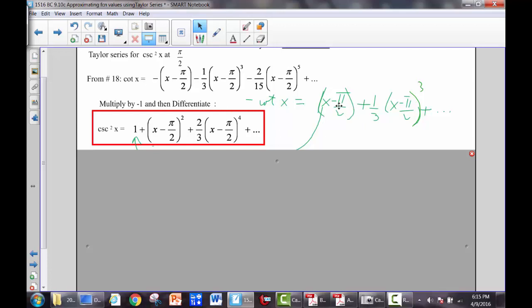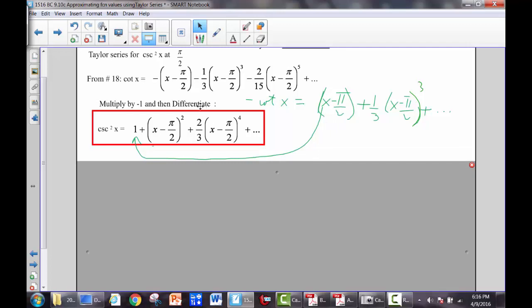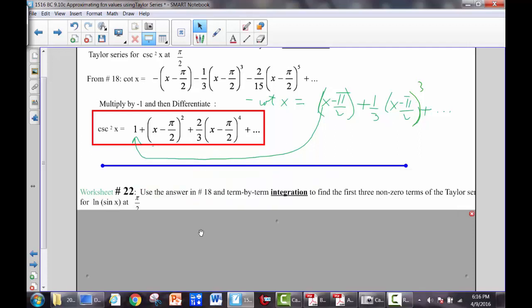Then I get, what is happening? Let me pause for a second. Okay, I'm back. We're not integrating, we're differentiating. So when you differentiate x, you get 1 minus 0 here, then you get plus 1/3 times 3, so 3 times a third, which is 1, times x minus pi over 2 to the 2 times 1, etc. And that's what you'll get.